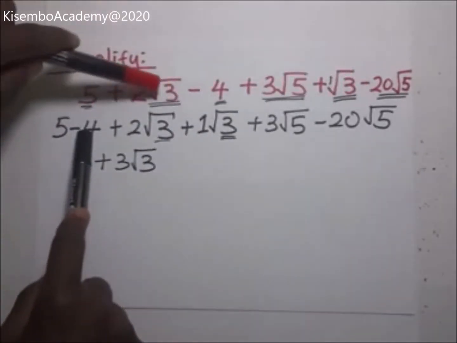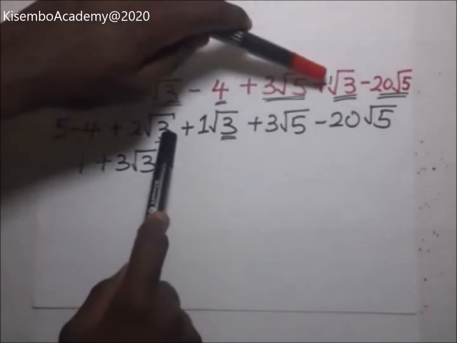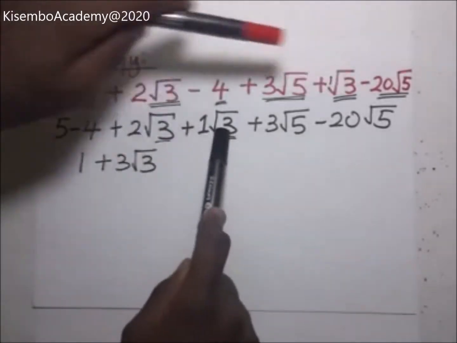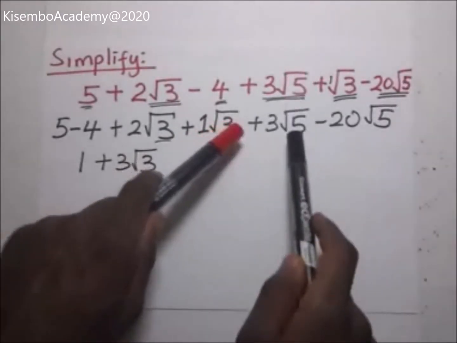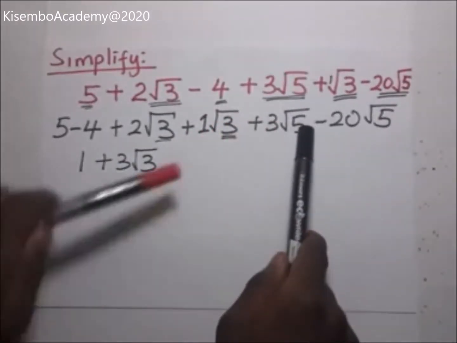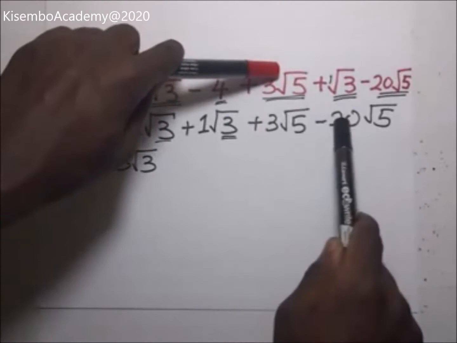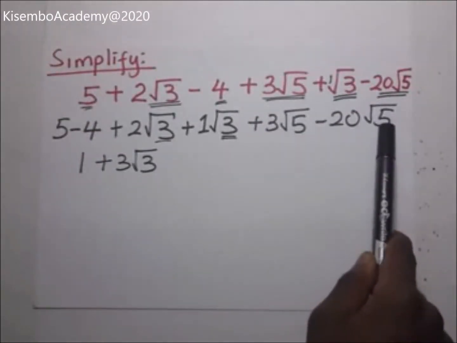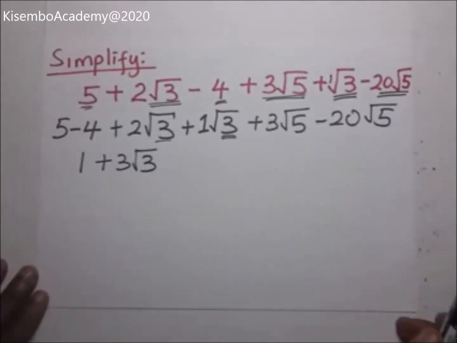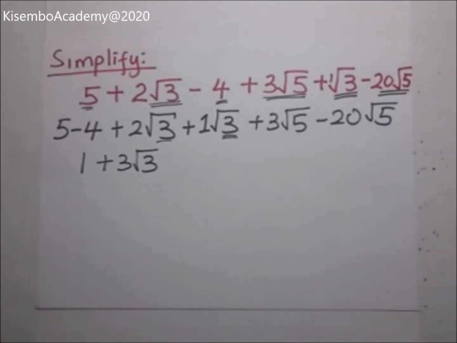So we have plus 2 root 3, which is that one. Then plus 1 root 3, which is that one. Then we have numbers that have root 5. We have plus 3 root 5, which is that one. Then minus 20 root 5, which is that one. Right there. So after arranging them like that, collecting like terms together, you go ahead and simplify them.